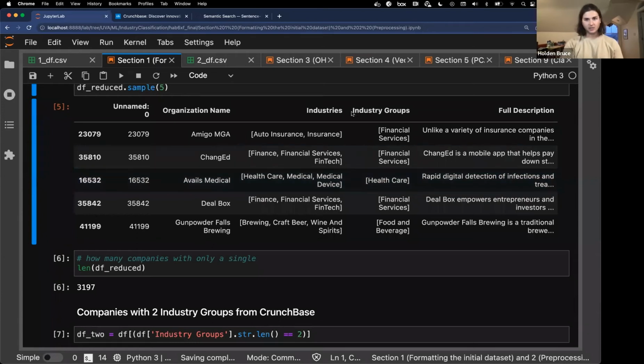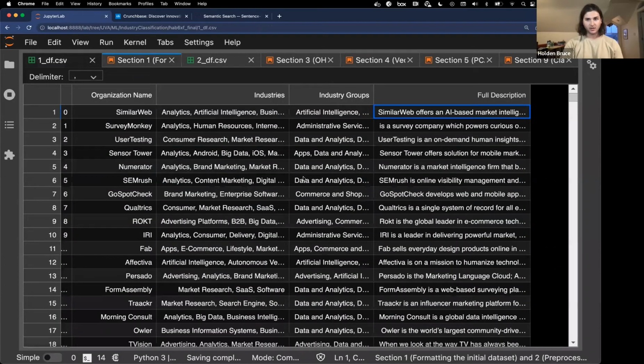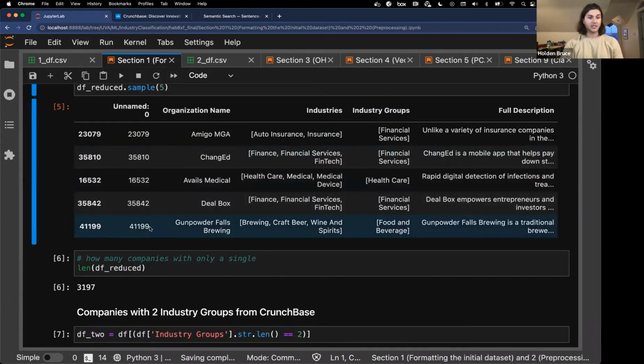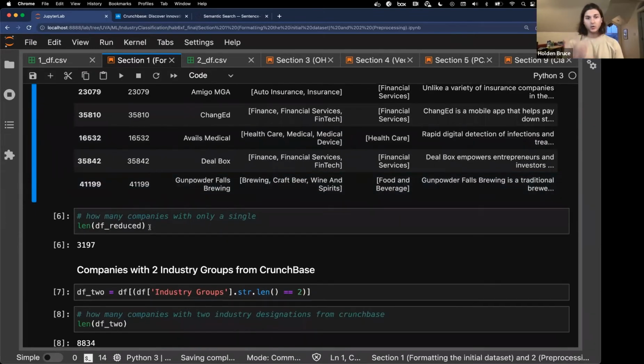And so what I did was I just went through this big CSV, all of the companies that I had, and then I narrowed it down to the ones where industry groups had only one guess by CrunchBase. That is a decision I made. And again, when you're doing these data science projects, there's no one telling you what's right or wrong. You're making assumptions and testing them out. And I made this assumption because it's all I had to go on, right?